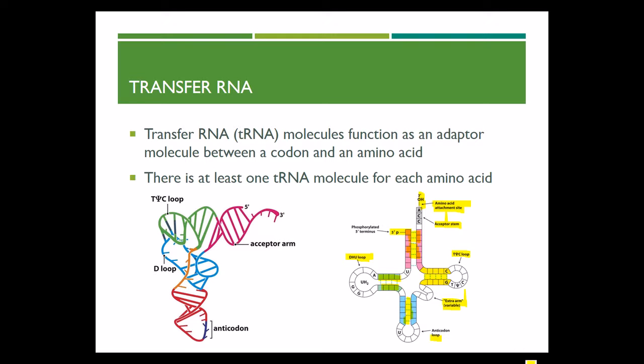And finally, the most important loop would be the anticodon loop. This includes the 3 nucleotides that will pair with a messenger RNA codon. Therefore, this is the communication that occurs between messenger RNA and the transfer RNA, and it directs what type of amino acid should be brought in for synthesis.